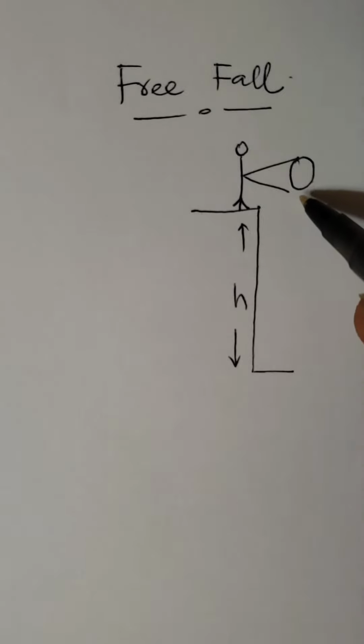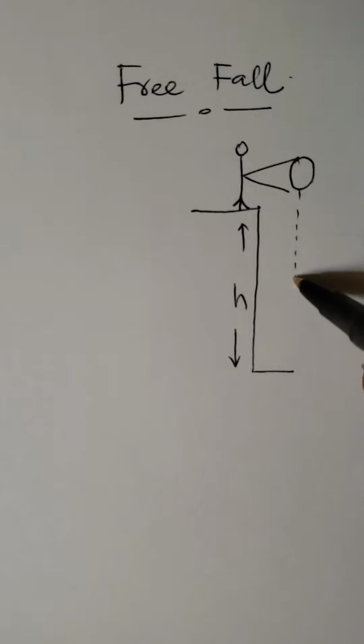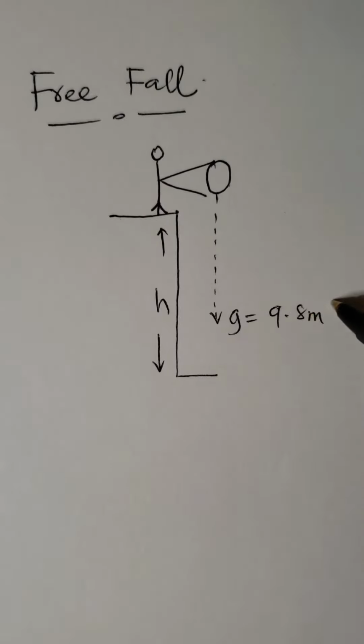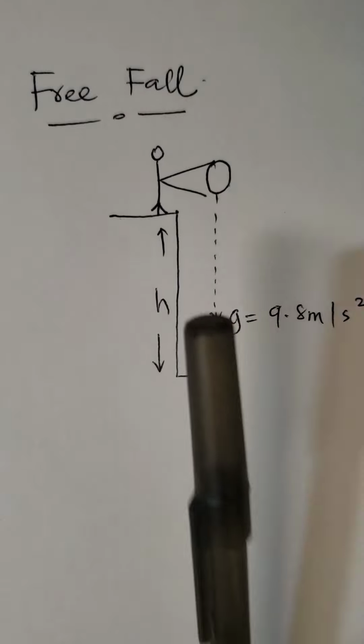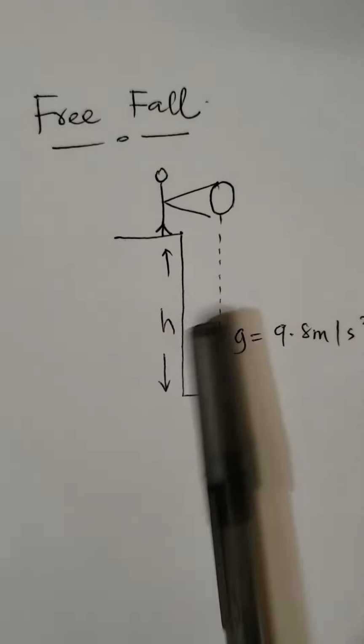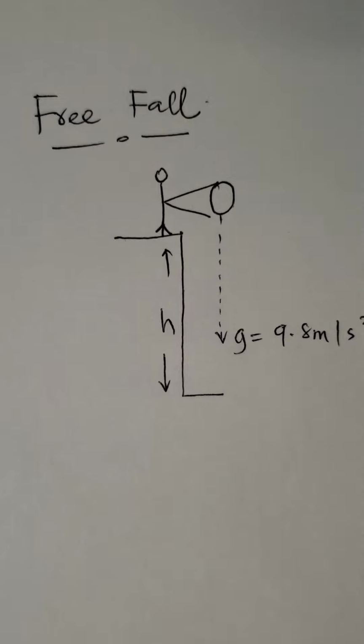Now this object or this ball will fall freely under the influence of gravity G. That is to say, the object will experience a downward acceleration of 9.8 meters per second squared. When this happens, we say that the object is in a state of free fall.